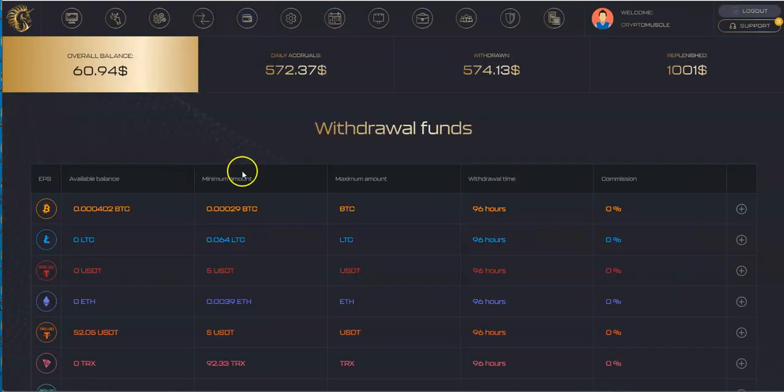All right, let's just withdraw now. So these are minimum amounts. I like how they set these here so that way you can see and compare. So like this has 0.0029 Bitcoin. This has 0.00402. So ooh, I could take that out. So I wanted to see there.